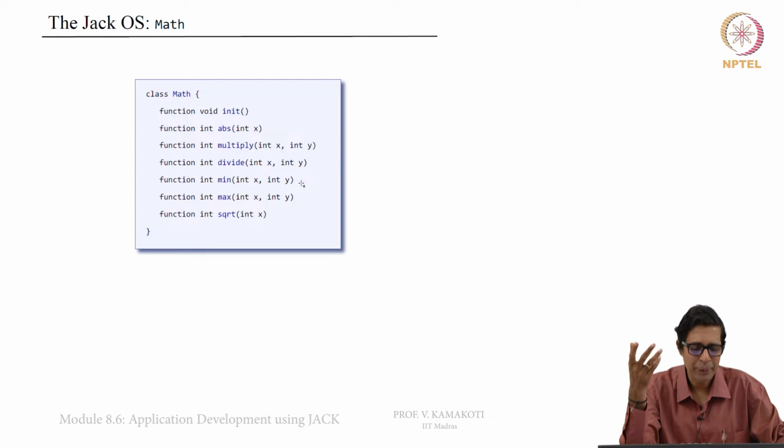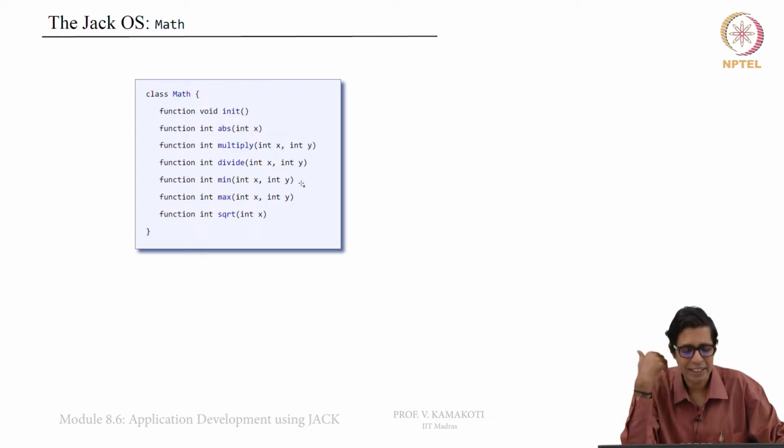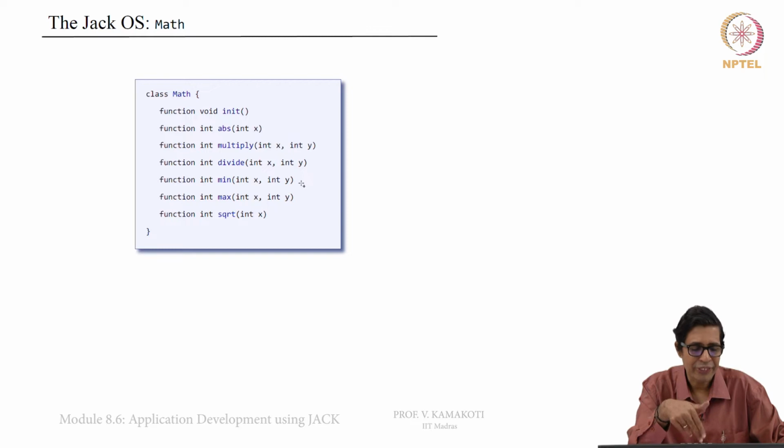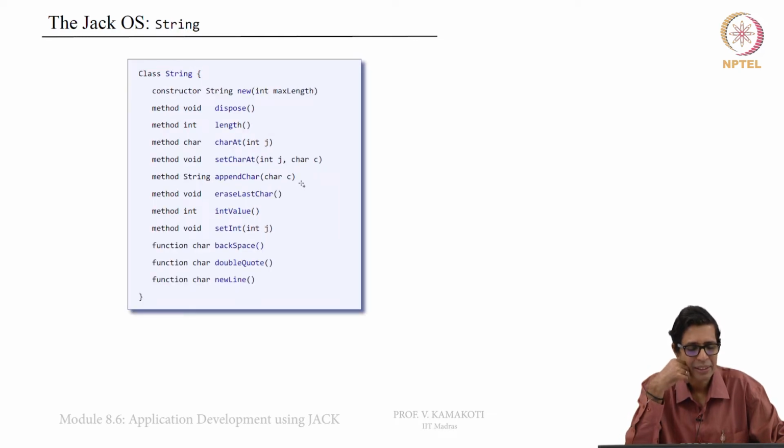Then this is the math library. You have 8 functions here. Note that our Hack architecture does not support multiply and divide as hardware functionality. It only does addition. So, multiply and divide are provided as a math library here. And we have min, max, square root, absolute value, and init functions also. Init will initialize the math library.